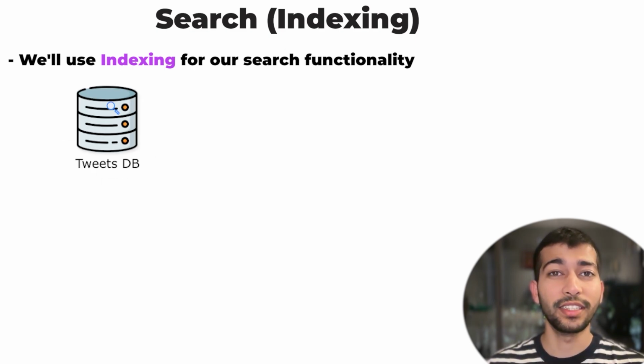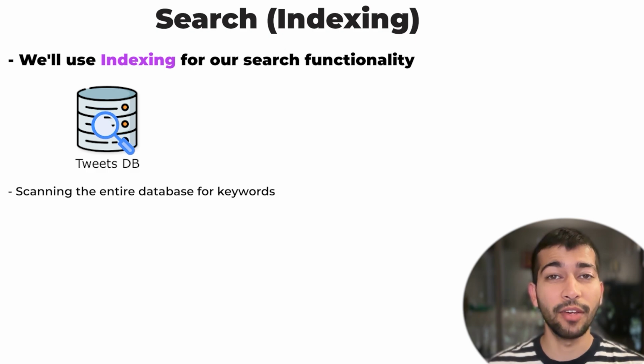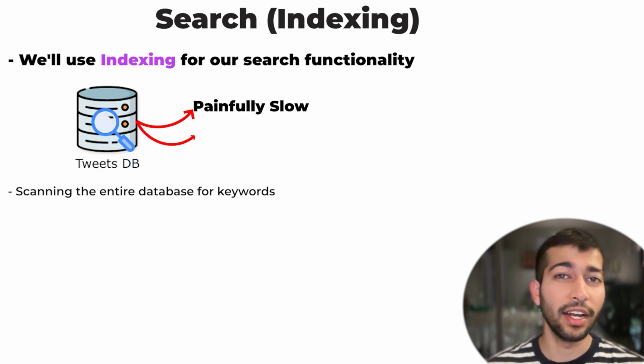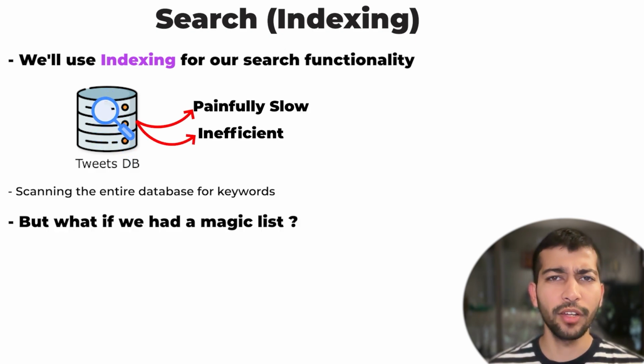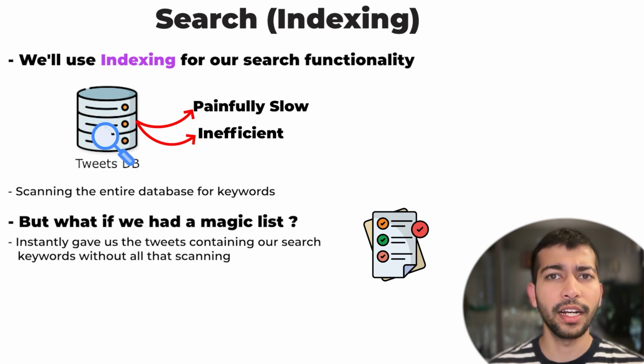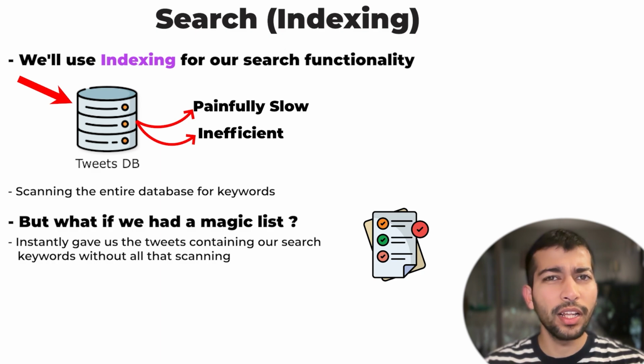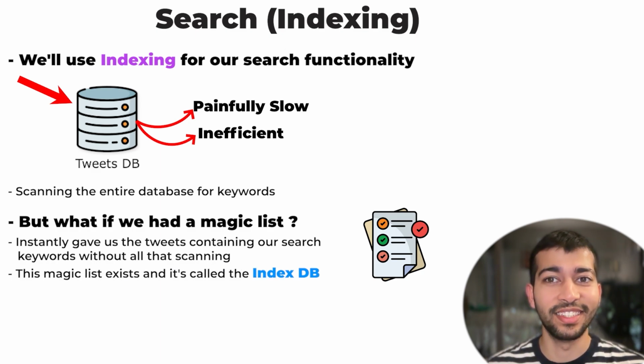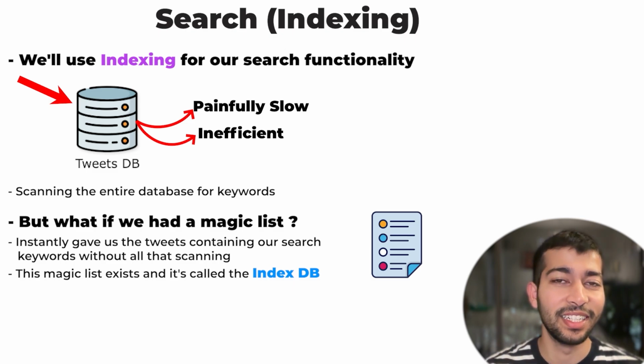Previously, we saw that scanning the entire database for keywords was painfully slow and inefficient. But what if we had a magic list that instantly gave us the tweets containing our search keywords without all that scanning? Well, guess what? This magic list exists, and it's called the IndexedDB.